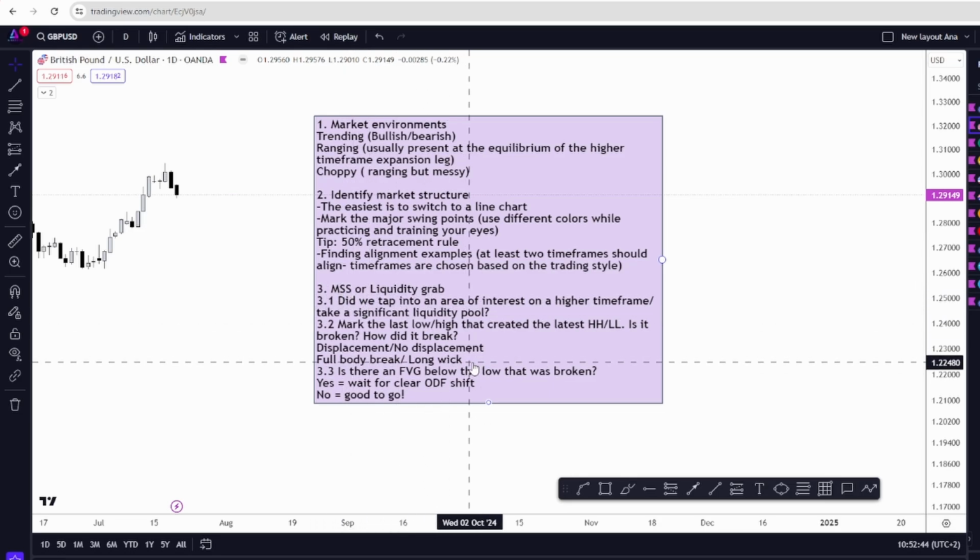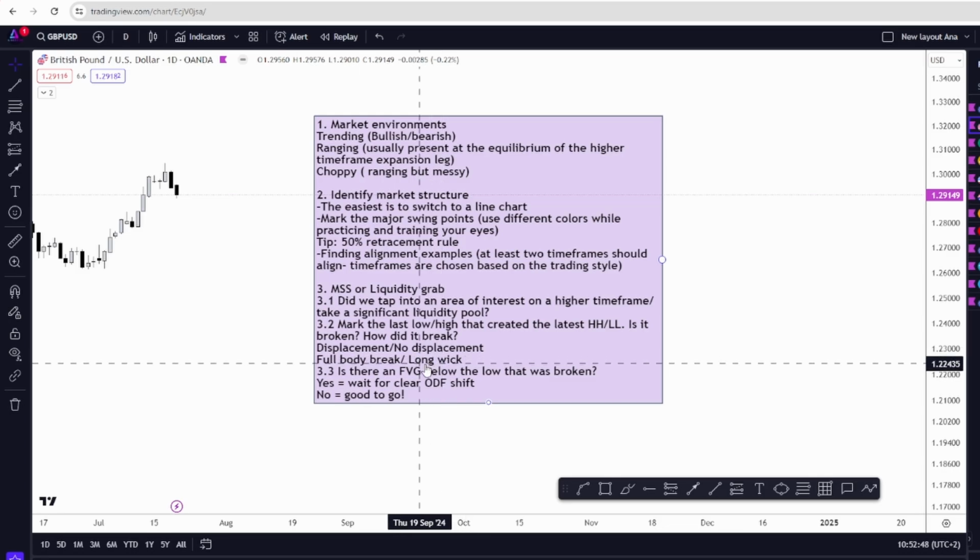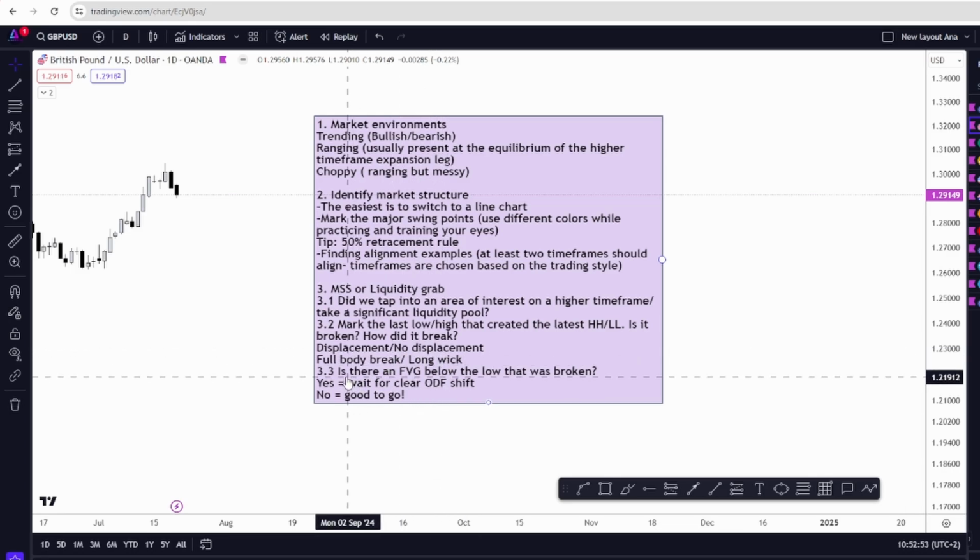And the third thing is, let's say we have a long wick or no displacement, the third question that I ask myself is: is there a fair value gap below this low?